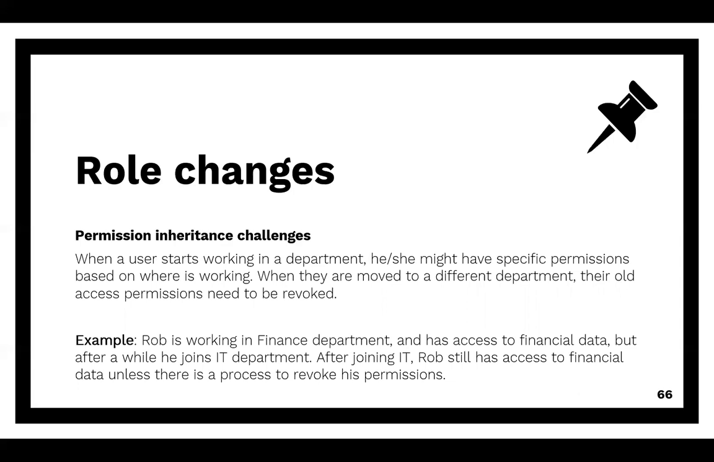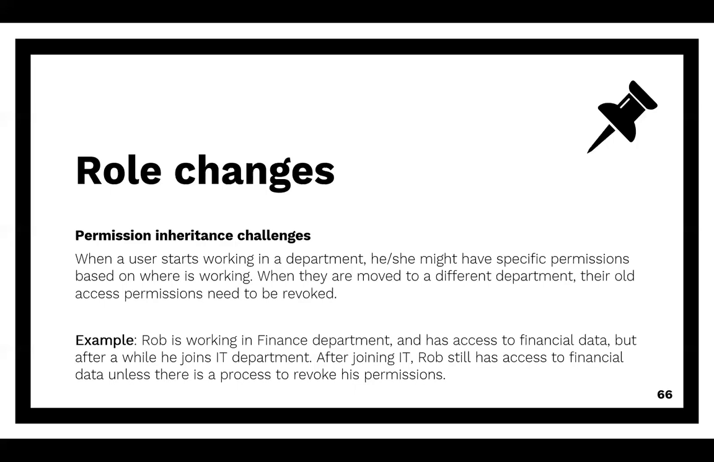The biggest challenge with role changes is permission inheritance. When a user starts working in a department, he or she might have specific permissions based on where they're working. When they're moved to a different department, their old access permissions need to be revoked. Users carrying their permissions in most cases after moving to a different position is a security and compliance failure.